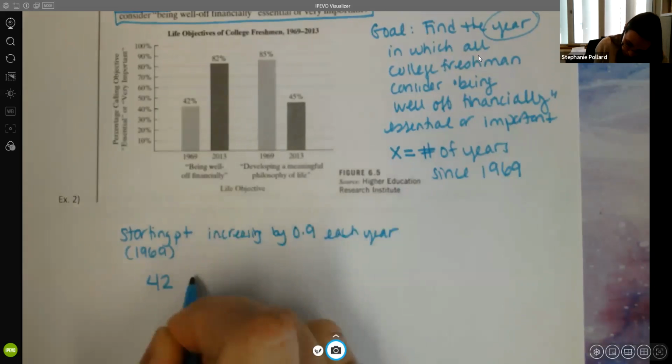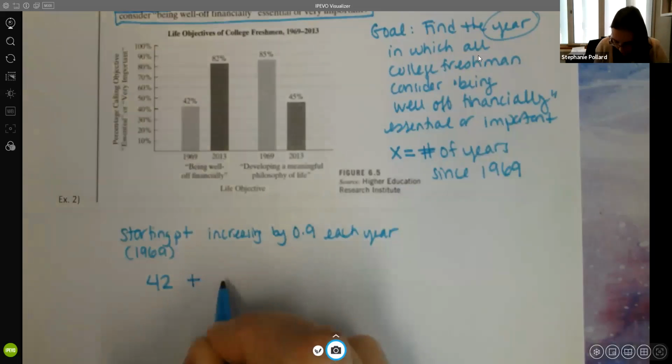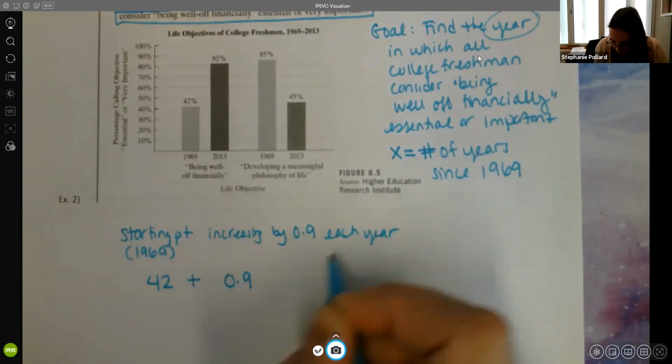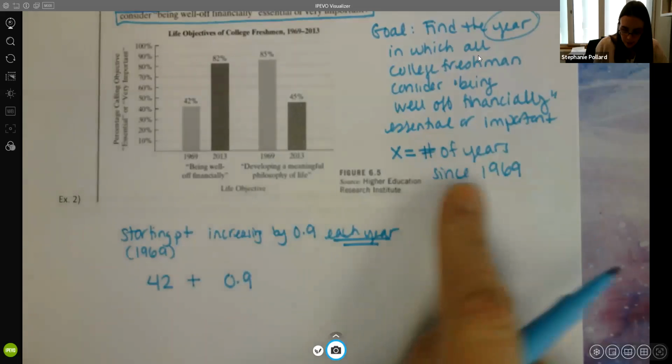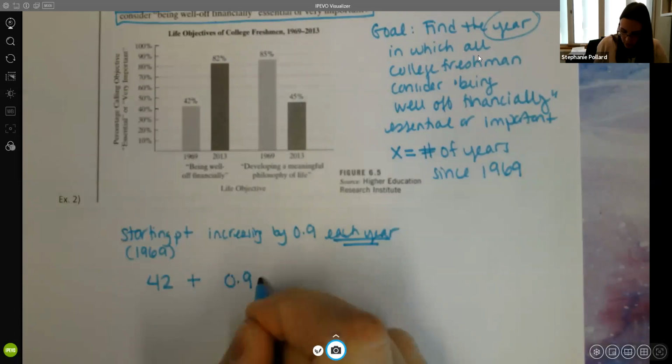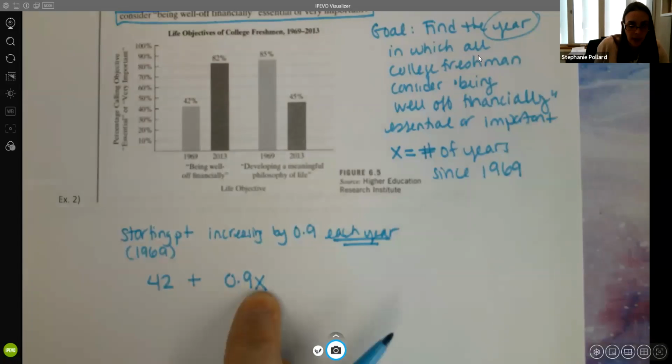To increase something means to add, and it's changing by 0.9 each year. Now, I don't know how many years yet, but I know that X represents the number of years. So I'm going to multiply this by X so that if X is 1, it would be 0.9. If X becomes 2, then I have 0.9 times 2, which is 1.8. If X is 10, I have 0.9 times 10, which is 9. So it's 0.9 for each year. I'm letting X be that number of years.